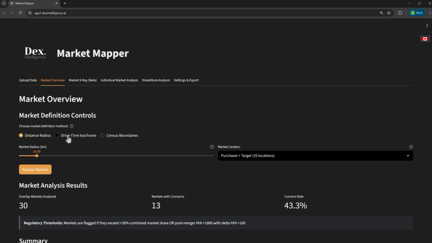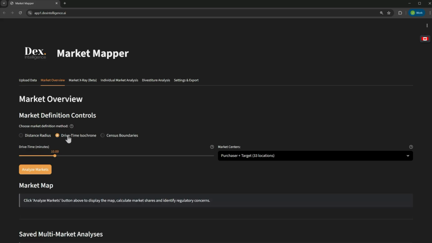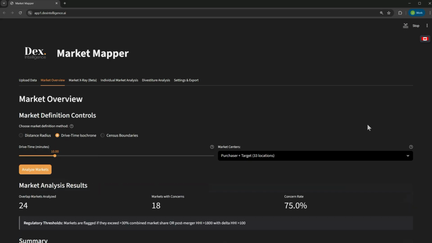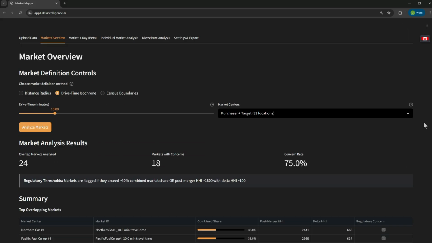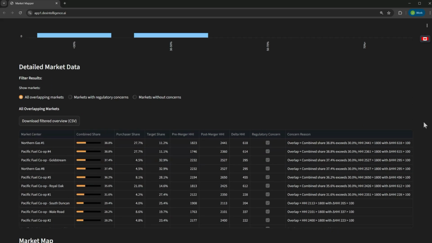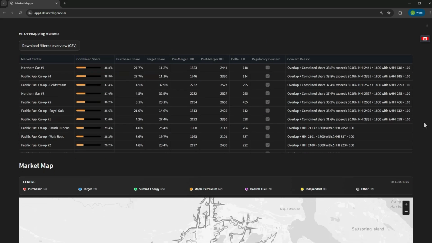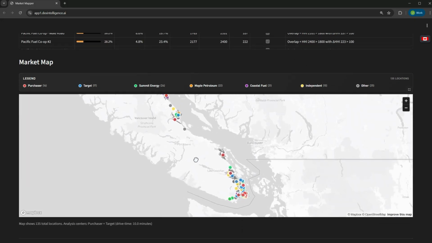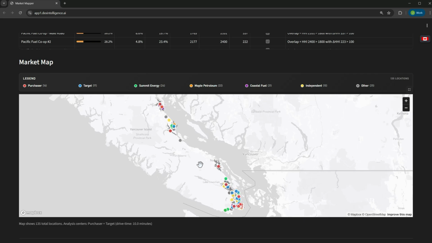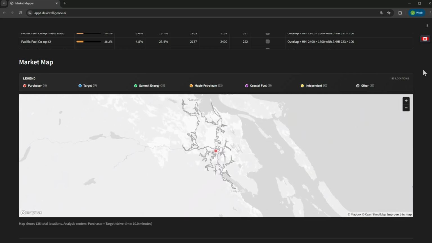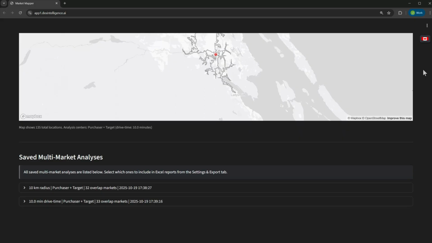So we can run the same analysis for hypothetical markets based on drive time instead of distance. So here we'll select 10 minutes, and we'll see how many overlaps there are between the parties with this market definition. We have 24 markets with competitive overlap and 18 flagged as potentially exceeding the regulatory thresholds. We can see details of those overlaps down below, and we can also see what these drive time catchments actually look like on the map. And this analysis is saved down below for further review.